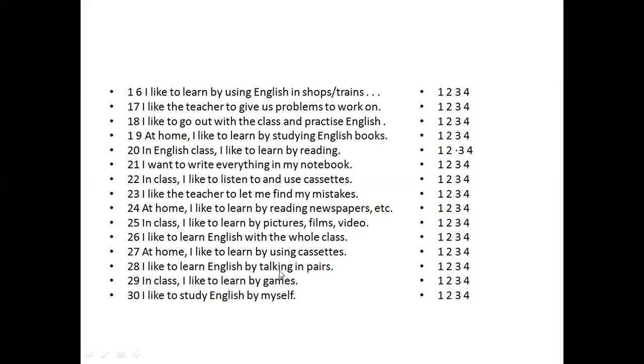I like to learn English by talking in pairs, talking with peers. In class, I like to learn by games. I like to study English by myself. That means autonomous language learning. Okay, so the various requirements are there of the learners. So by these 30 questions, you can get the requirements.